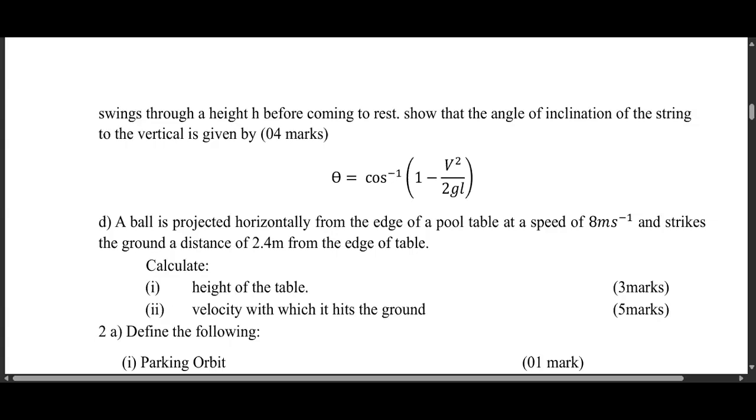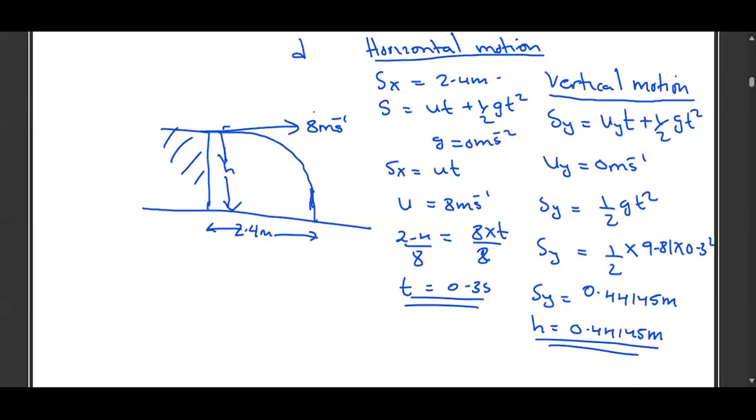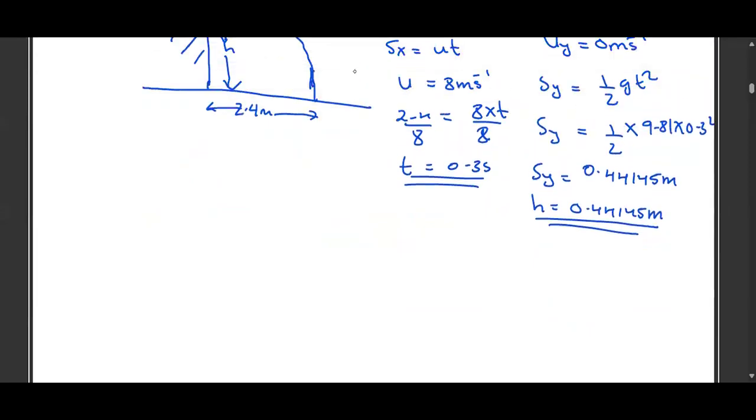So we shall first get the Vx, whereby Vx is going to be the velocity in the horizontal at that instant as it hits the ground. But remember that the horizontal motion velocity remains the same. It doesn't change. So for this case, Vx is going to be the same as Ux, and our Vx is going to be the same as 8 meters per second.